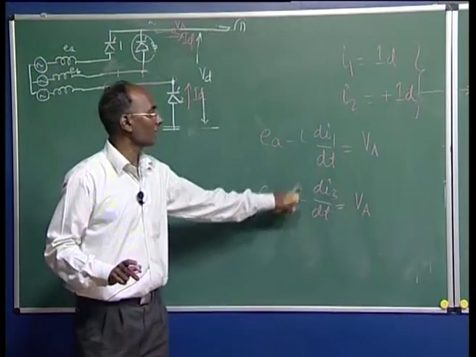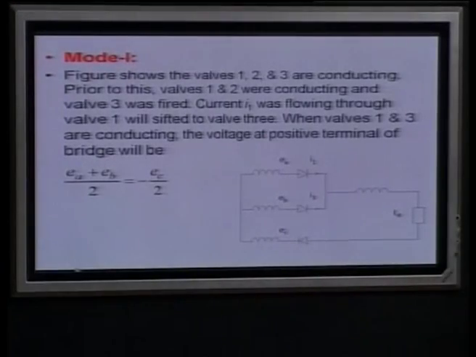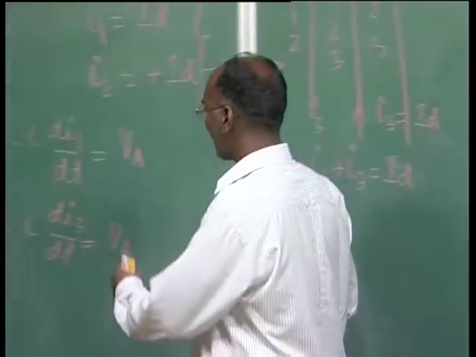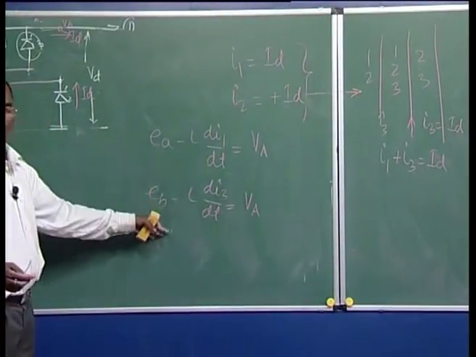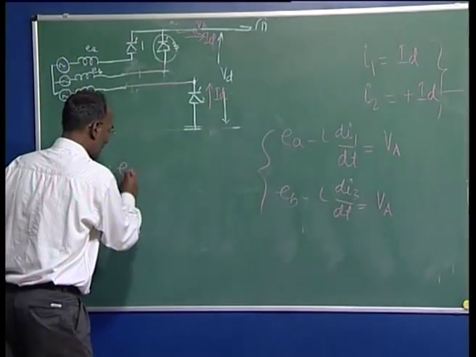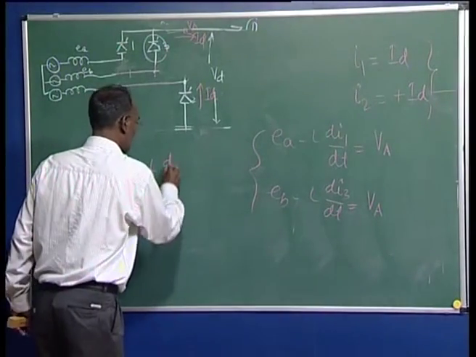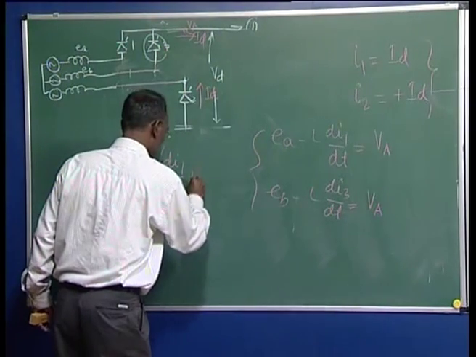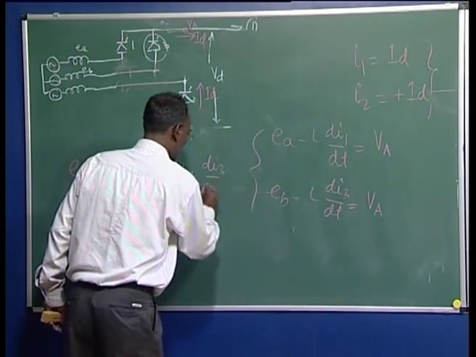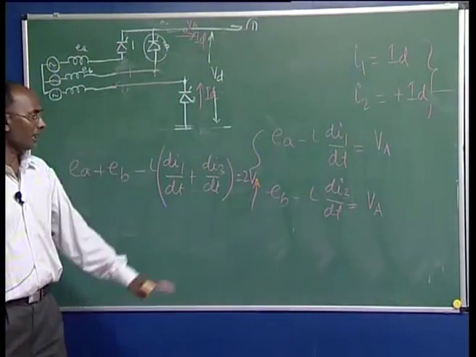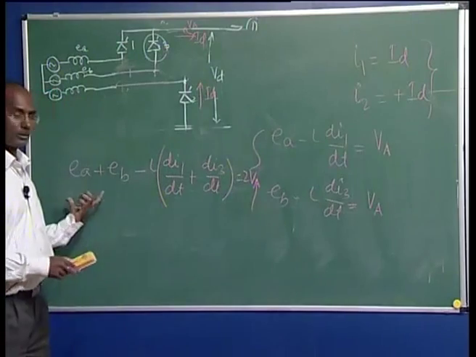We are assuming the L is constant in all these three. Again, this is an assumption, but L, the inductance offered by this transformer, is the same in all three phases. Now, simply add them. If you add these two, you get E A plus E B minus L dI1/dt plus dI3/dt is equal to twice V A. Simply I add these two equations and I got this.